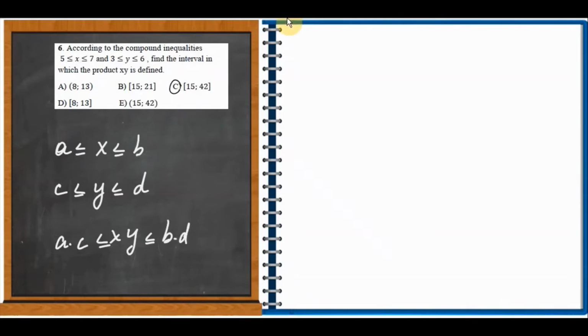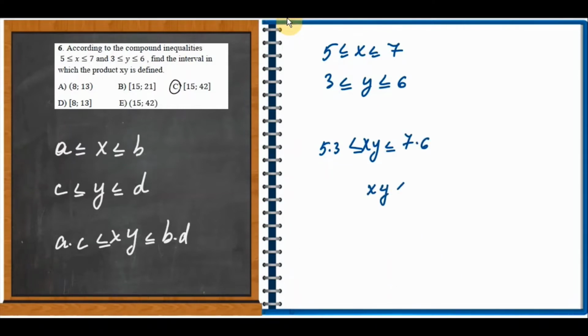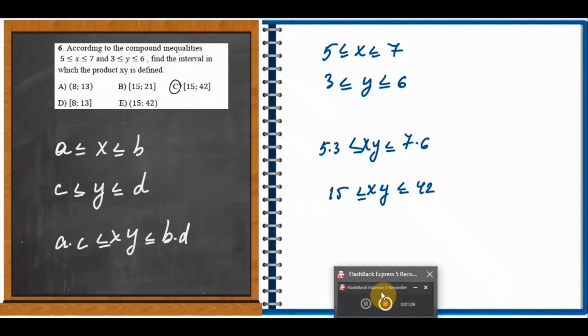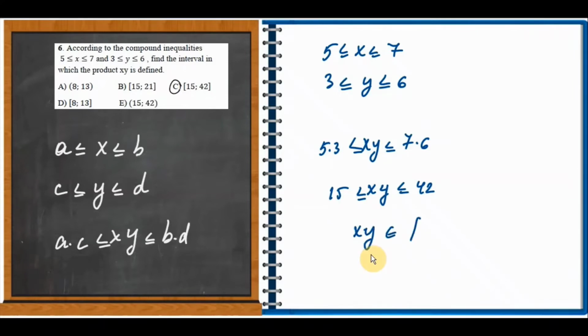Therefore, in our question, let's copy the question first. 5 is less than or equal to x is less than or equal to 7, and 3 is less than or equal to y is less than or equal to 6. Now, in order to estimate the xy product, we will multiply the lower boundaries of x and y. It's going to be 5 times 3, and the upper boundaries of x and y, 7 times 6. So xy will be in between 15 and 42. That's the correct answer. I mean, xy is in between 15 and 42, both of them are included.